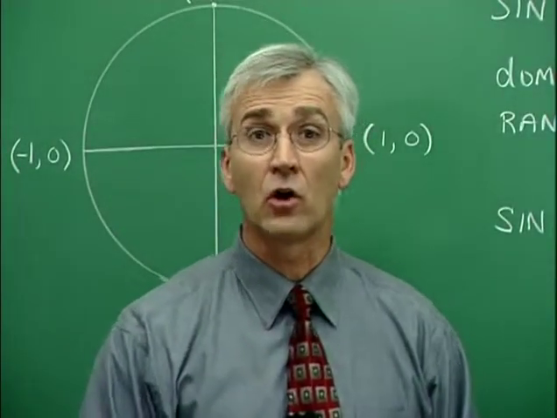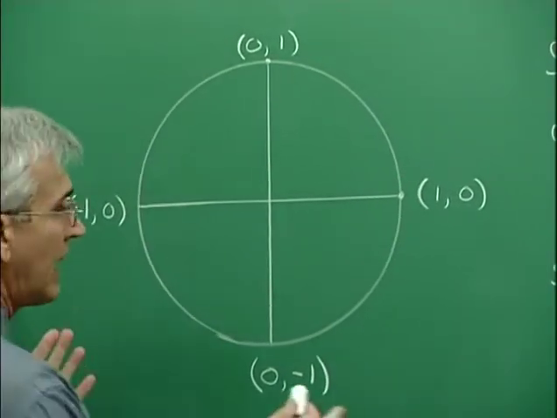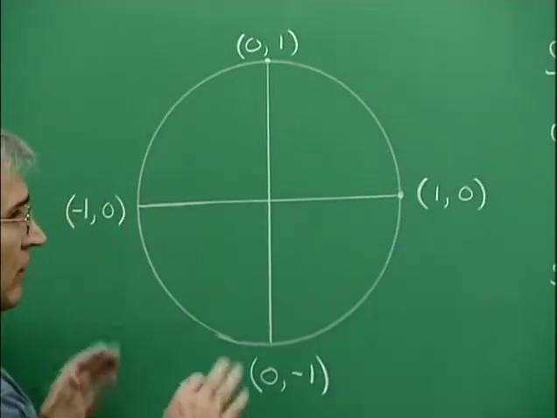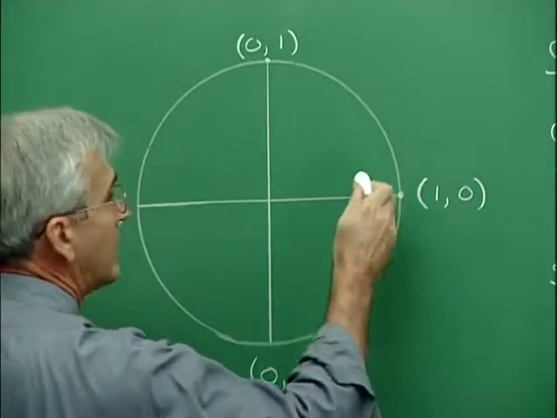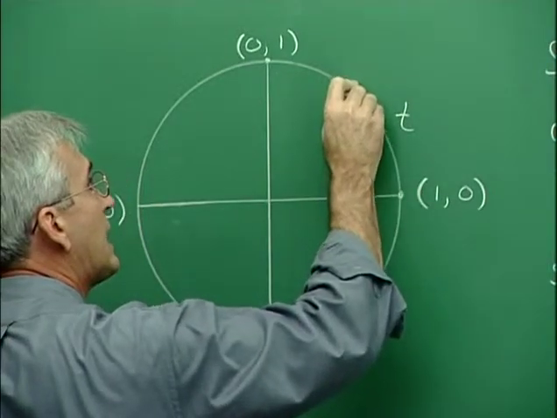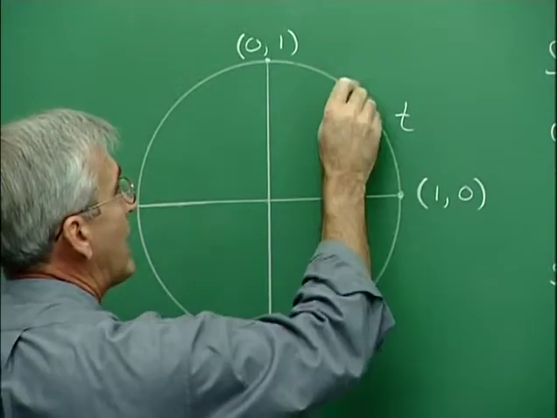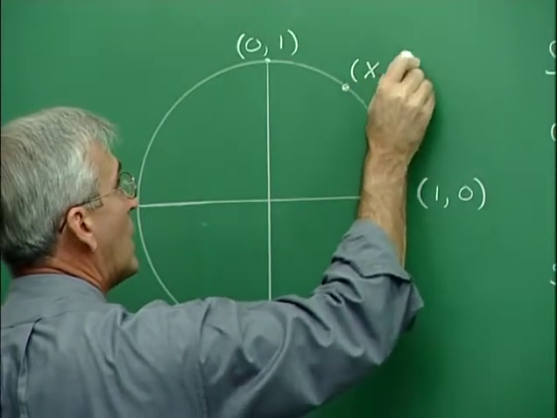I've identified the coordinates of some key points on the unit circle. And we understand from our previous discussion that for every real number, we have a distance along the unit circle. And if that distance is, let's say, t, then at the end of that distance, we have a point, and that point is associated with coordinates x and y.